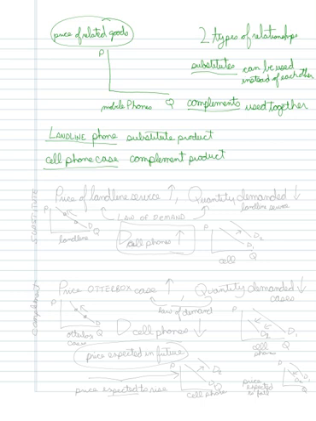Now, let's say that the price of landline service goes up. What do we know happens already? We know from the law of demand that if the price of landline service goes up, the quantity demanded will fall. This would be for the landline service. We know that from the law of demand.